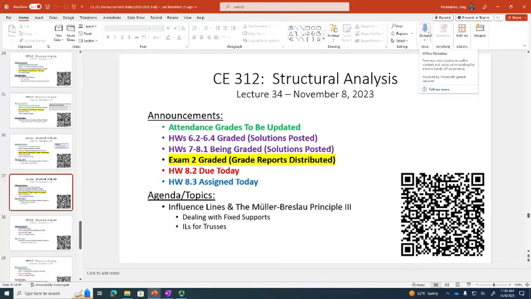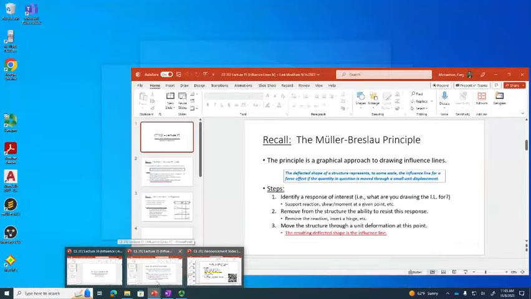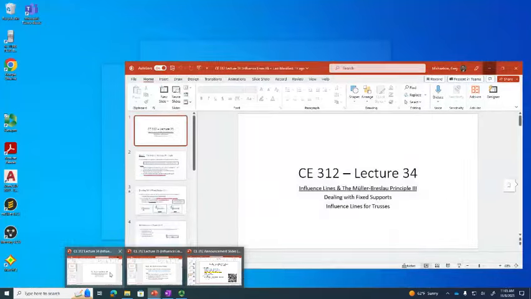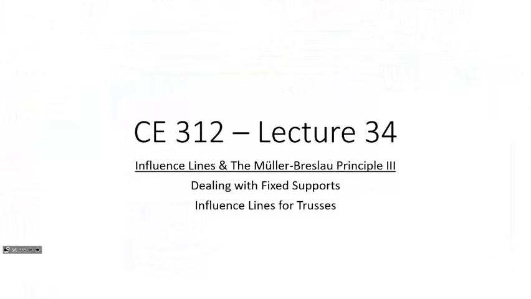Okay. So today what I want to do is tie up some loose ends regarding influence lines, and I want to focus on two different sets of problems. I'm going to lightly cover trusses, and you'll see what I mean, but I want to talk about fixed supports today, because fixed supports can cause maybe a tad bit of confusion, and I want to see if we can address that. The other thing is, if we're doing well on time, I might actually jump into the next lecture.